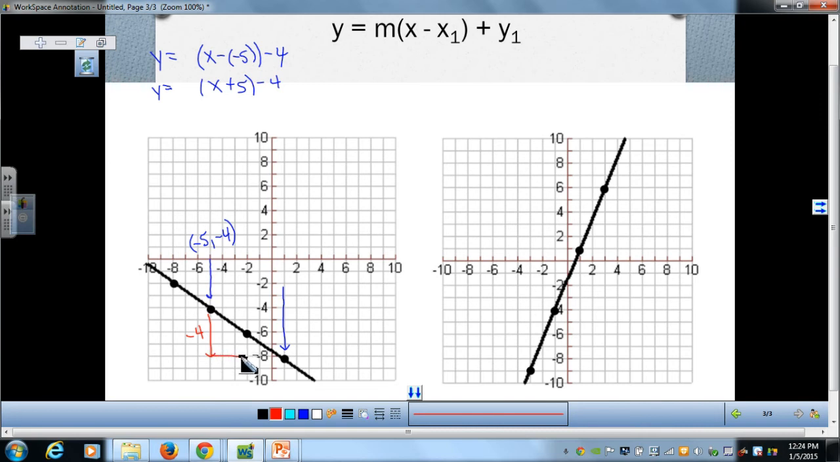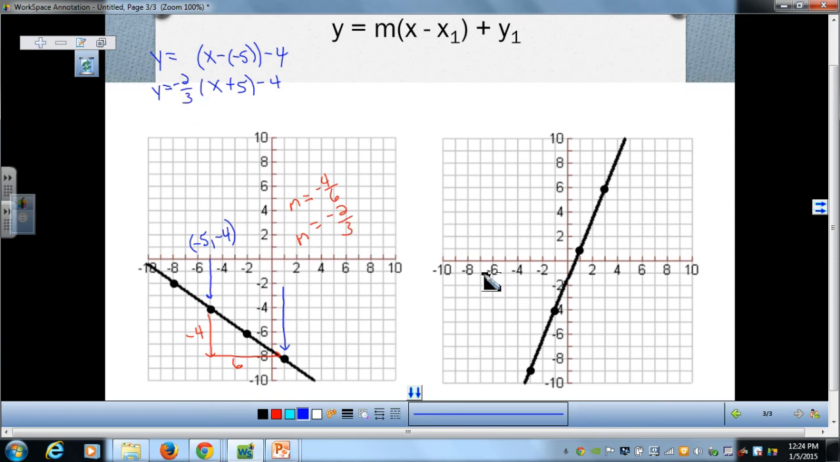And then I have to go over 6. So my run is to the right, which means that is a positive 6. So my slope is negative 4 over 6. Now, typically what we like to do before we insert this into our equation is, if it's reducible, we want to reduce it. So if I reduce negative 4 over 6, I get negative 2/3. So now I'm just going to drop that into our equation up here, and there's the equation of our line.